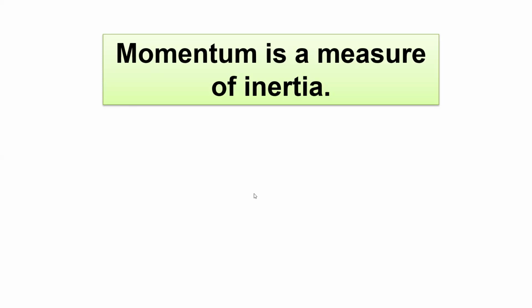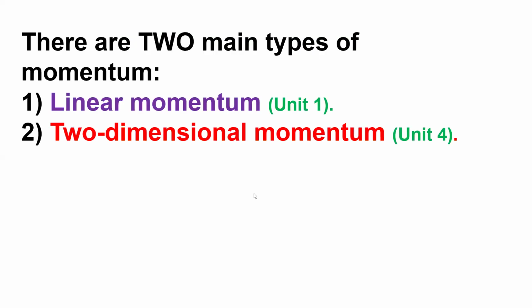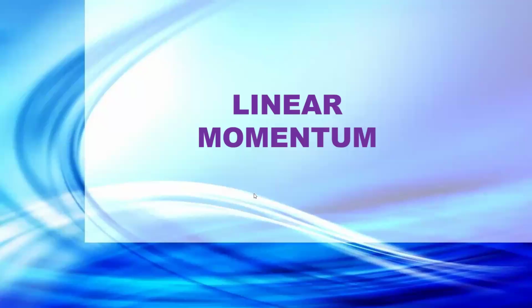So they thought, let's find a way to measure inertia. So momentum is a measure of inertia. There are two types of momentum in our course: linear momentum in a straight line, and 2D momentum when there are two dimensions involved. So we have to start now.